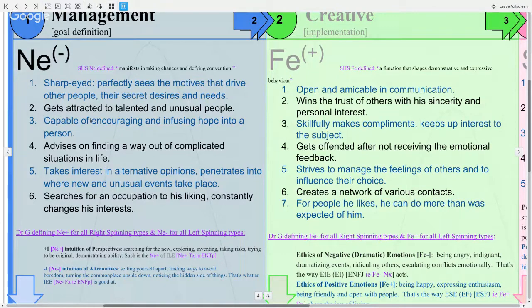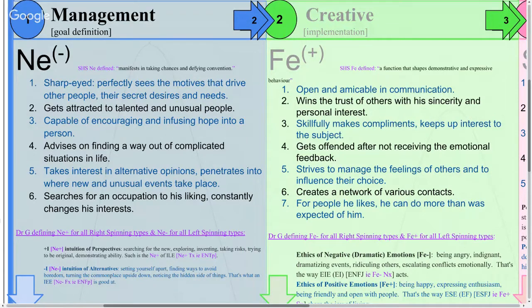2, gets attracted to talented and unusual people. 3, capable of encouraging and infusing hope into a person. 4, advises on finding a way out of complicated situations in life. 5, takes interest in alternative opinions, penetrates into where new and unusual events take place. 6, searches for an occupation to his liking, constantly changes his interests.